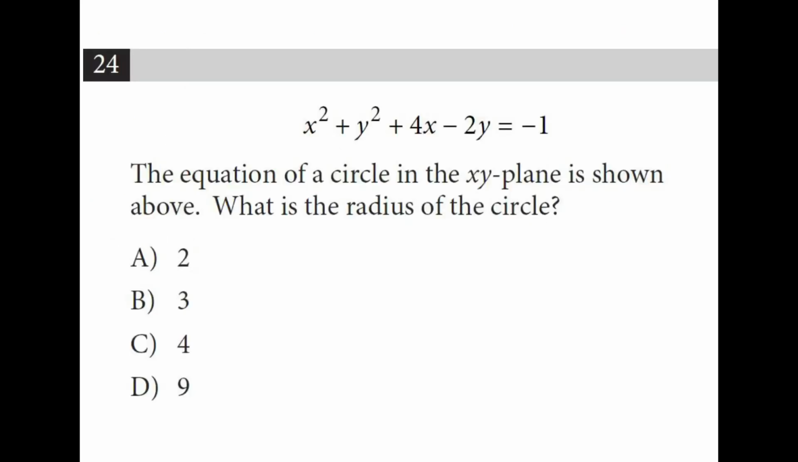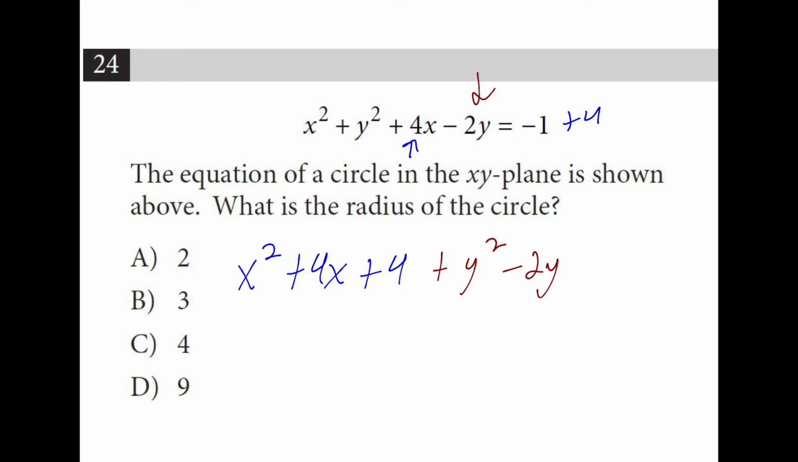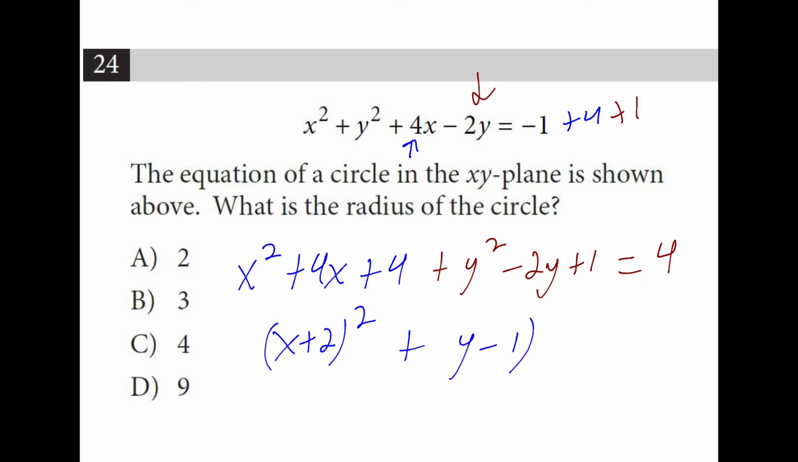We need to complete the square. Since this is 4, let's take x squared plus 4x plus half of that squared. So half of 4 is 2, squared is 4. For the y's, I'll add y squared minus 2y. Half of that is negative 1. Square that, you get a positive 1. We'll add it to the other side as well. So 5 minus 1 is 4 over here. These simplify to x plus 2 squared and y minus 1 squared. So the radius squared is equal to 4, so the radius is 2.